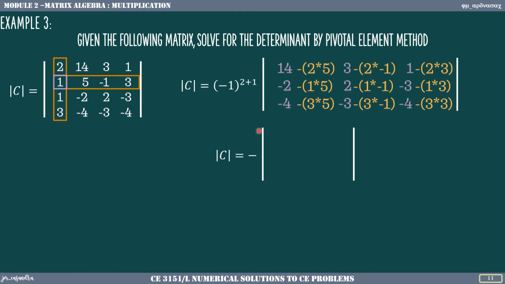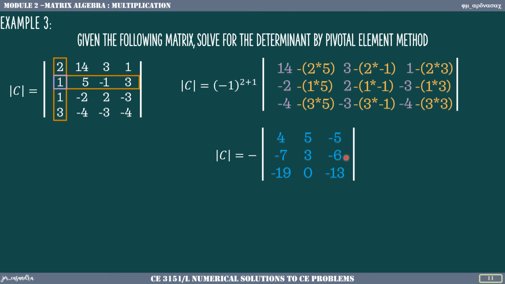So simplify the elements. We'll now have 14 minus 10 and 4. Negative 2 minus 5, negative 7. Negative 4 minus 15, we have negative 19. 3 minus negative 2, 5. 2 minus negative 1, 3. Negative 3 minus negative 3, 0. 1 minus 6, negative 5. Negative 3 minus 3 is negative 6. Negative 4 minus 9, we get negative 13.